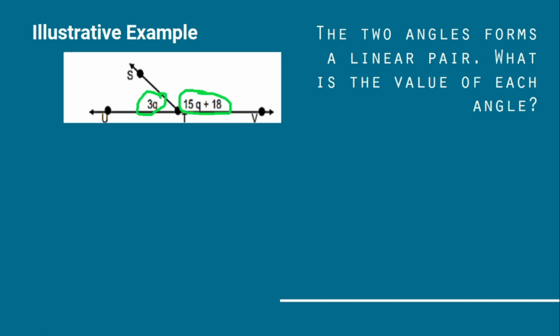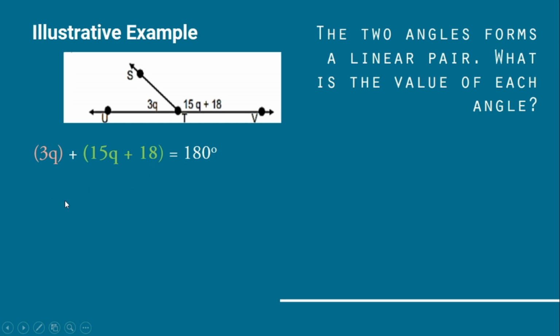First, since they are a linear pair, meaning ang sum ng dalawang angle na yan, 3Q and 15Q plus 18, should be 180 degrees. Tama? Because they are a linear pair. Therefore, we can equate the two unknown angles to 180 degrees. So, 3Q plus 15Q plus 18 equals 180 degrees.